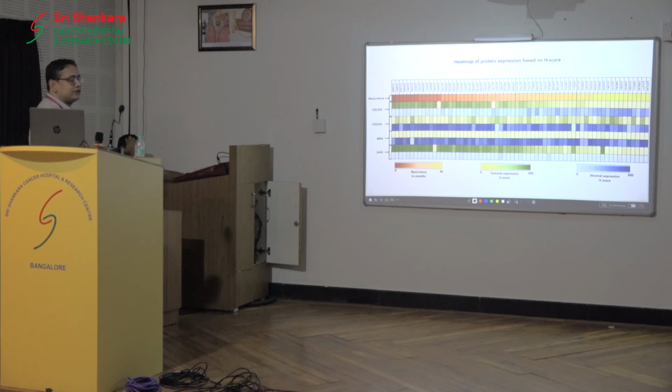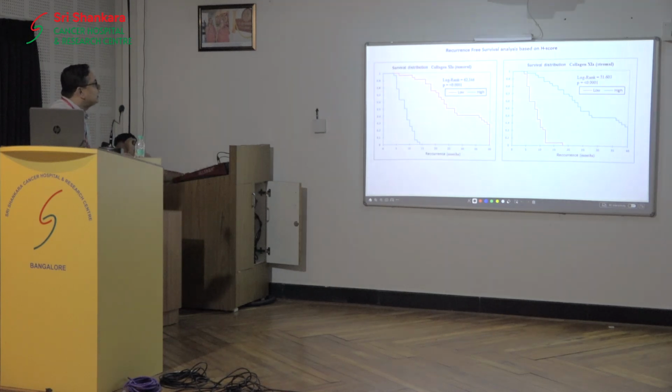We analyzed 65 patients with 40 months of overall survival and recurrence information. We found that collagen expressed in the tumor region has a poor prognosis, and whatever is expressed in the stromal region has a good prognosis. We also find that lipin expressed in the tumor region is a bad prognosis.